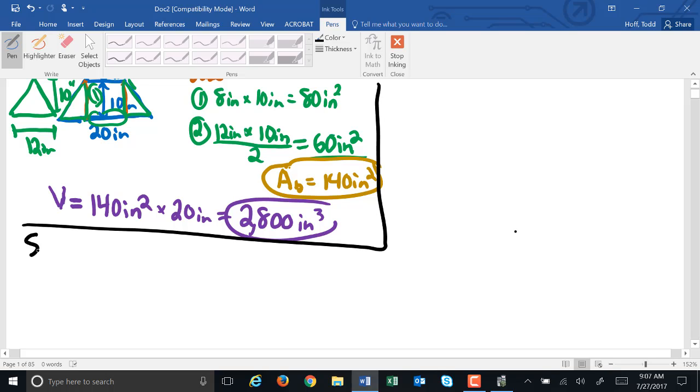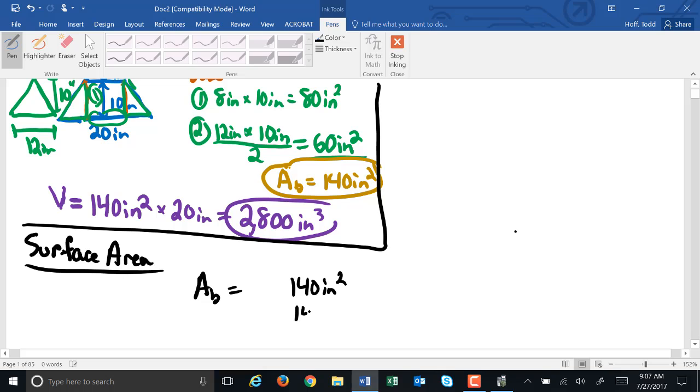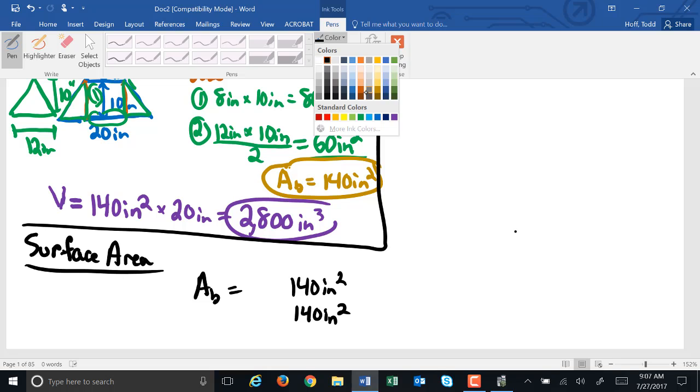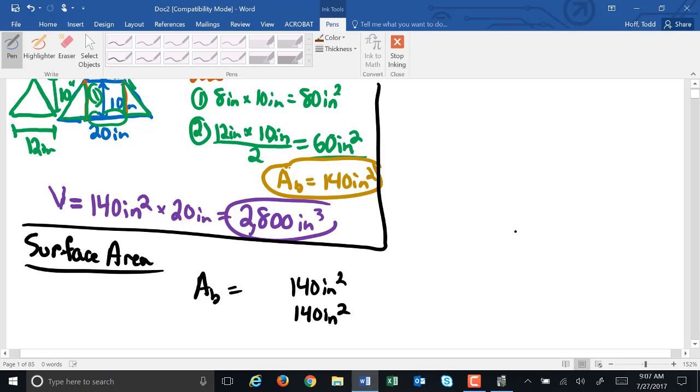For surface area, we have the area of the bases as 140. And there are 2 of them. There's one on top, one on bottom. So what we still need to find is the lateral area, which is the area connecting the bases.